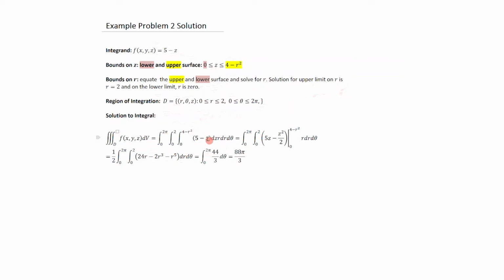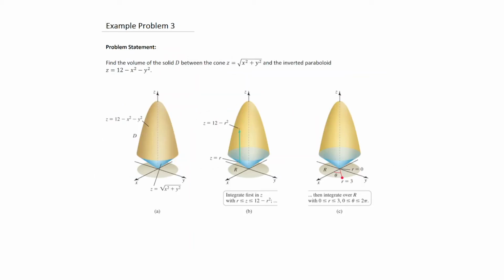Integrate first with respect to z, holding r and theta fixed, and then we integrate with respect to r, holding theta fixed, and finally, working through these 3 different integrations, we end up with an answer of 88 pi over 3. All right, third problem.